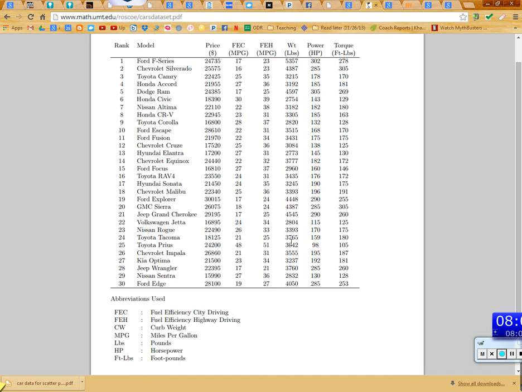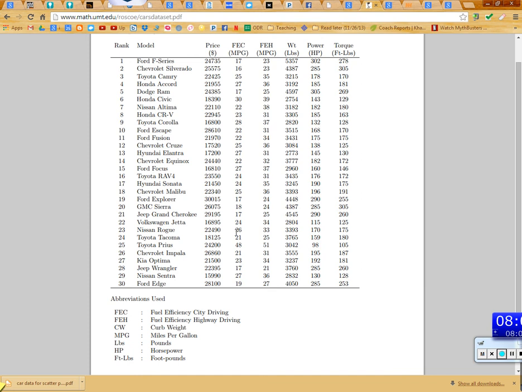Maybe that's the case. How about one that's lighter than the F-Series and more expensive? If I've told you the weight of the car, do you think you could make a decent prediction about the fuel efficiency of the car? Also need the torque. Yes. Maybe, yeah. Horsepower. What we're talking about here is correlation.